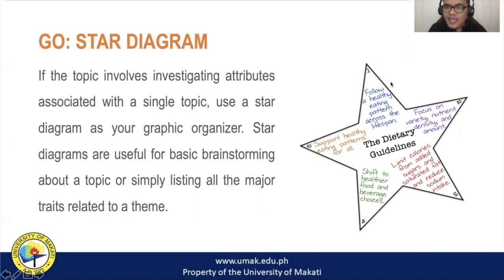As you can see in the picture that I included, the main topic is the dietary guidelines. And then in the corners of the star, there are 1, 2, 3, 4, 5. Let's just call them corners for lack of a better word. So we have number 1, follow a healthy eating pattern across the lifespan. Number 2, 3, 4, and number 5. All the related ideas are put on the corners of this star, and the main topic is at the middlemost part. Okay, next.